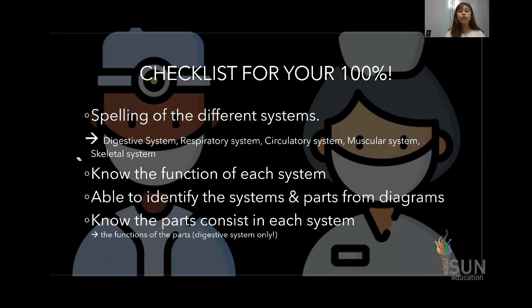You need to name the parts in each system and you need to know the function of the parts for the digestive system. This is very important. You need to know exactly what part does what. Where does digestion start? Where does digestion end? What is the use of the mouth? What is the use of the gullet? You need to know exactly the function of the parts. After you know all of this, which is your checklist for 100%, you will get full marks with more practice. Please practice as well.